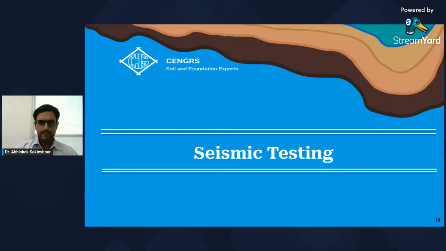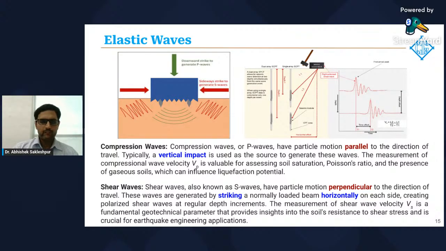Now let's look at seismic testing and what it's about. So in seismic testing, basically we generate different waves. So we have two main types of waves, which are compression waves and shear waves. How do we generate these waves? The waves are generated by striking a shear beam that's placed on the ground surface. So when we strike the beam vertically, we generate compression waves or P waves. And when we strike the beam horizontally, we generate shear waves or S waves.